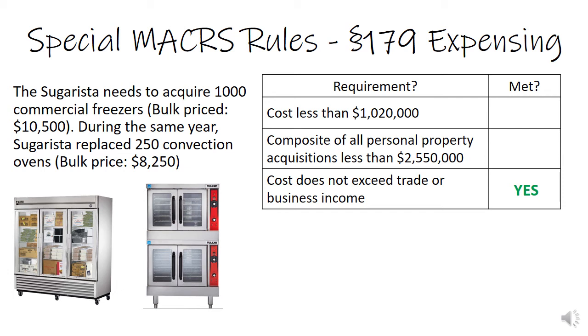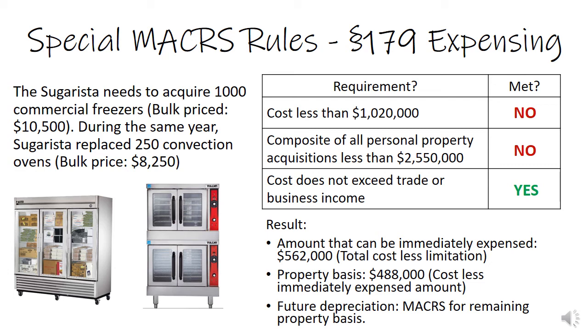So what would this look like when the cost exceeds the requirement and the composite of all personal property acquisitions exceeds that limitation? The amount that can be immediately expensed is reduced on a 1-to-1 basis by the amount by which it exceeds the limitation. The property basis is then the cost less whatever was immediately expensed, in this case $488,000, and that $488,000 would be depreciated over the remaining life for MACRS purposes.